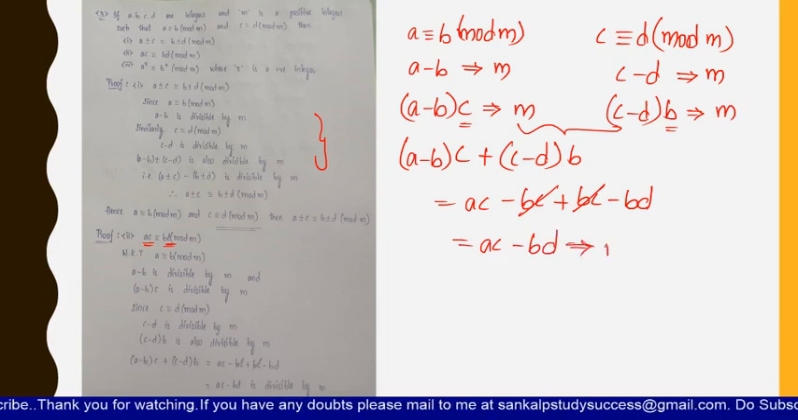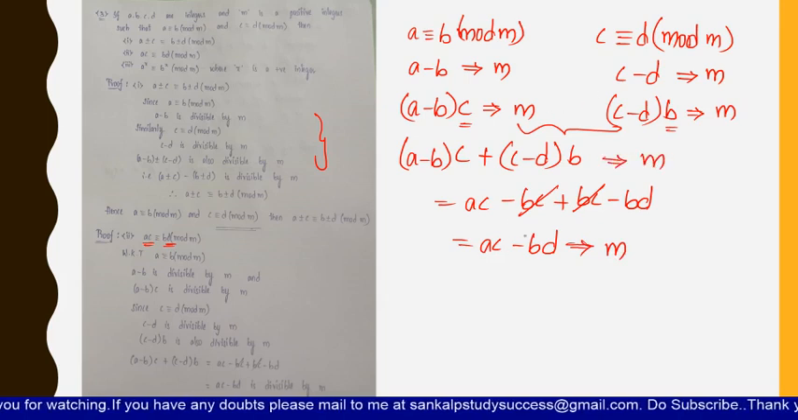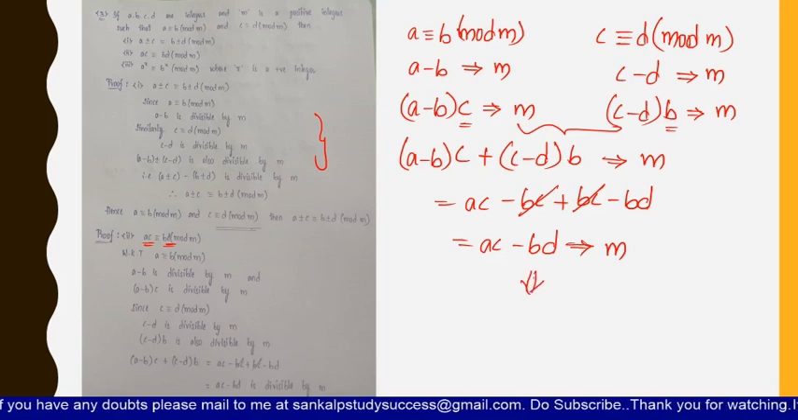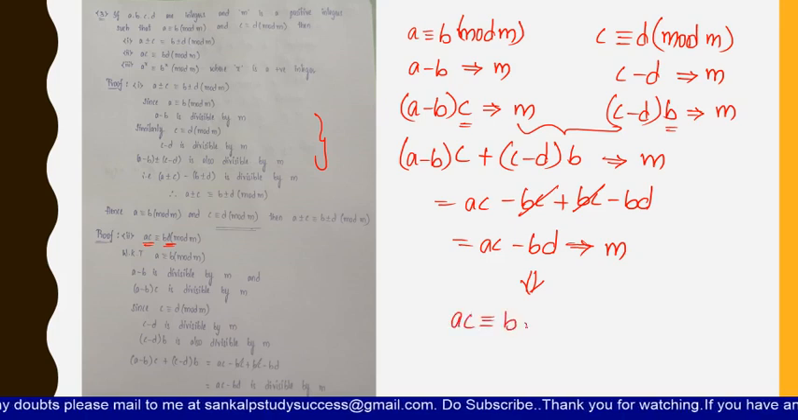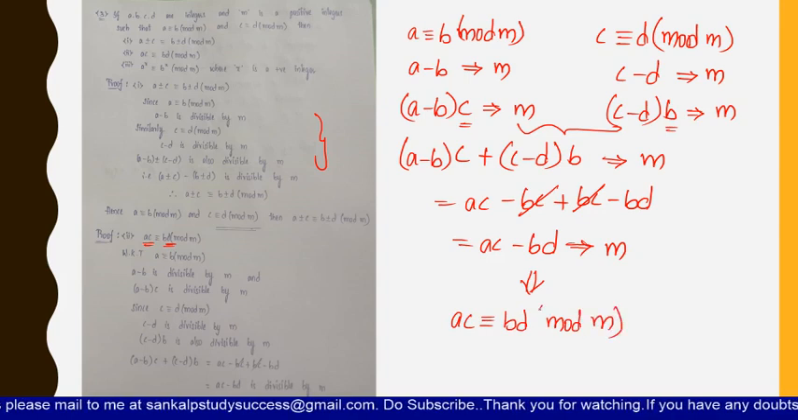This is again divisible by m because we have already combined these two equations, which are divisible by m, and by simplifying this we got ac minus bd, which is again divisible by m. Now if you represent ac minus bd in the congruence manner, you will get ac is congruent to bd mod m. So we have proved our second property, right?